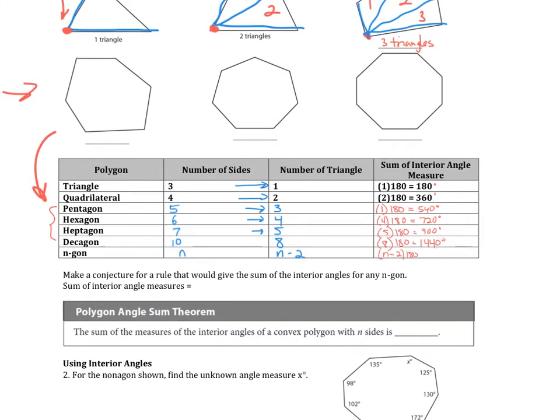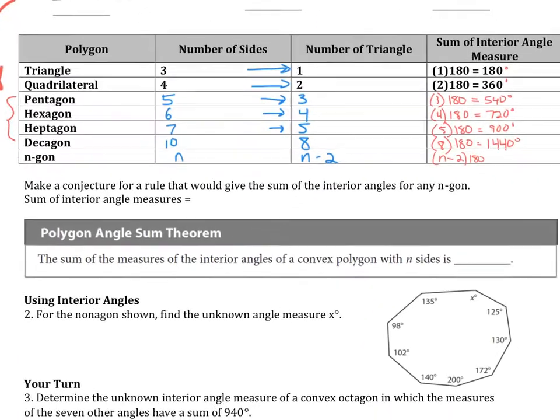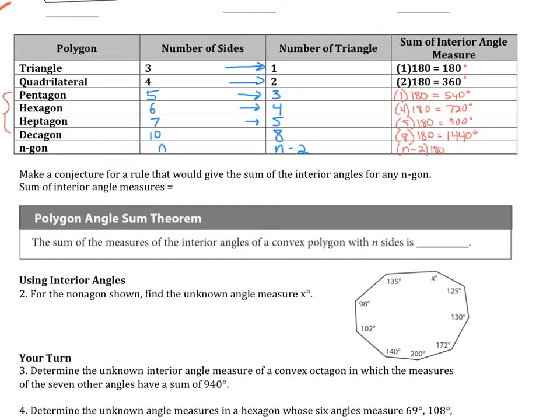So make a conjecture for a rule that would give the sum of the interior angles for any n-gon. Go ahead and make your conjecture there. I'd go ahead and pause it for a second so you can write that.